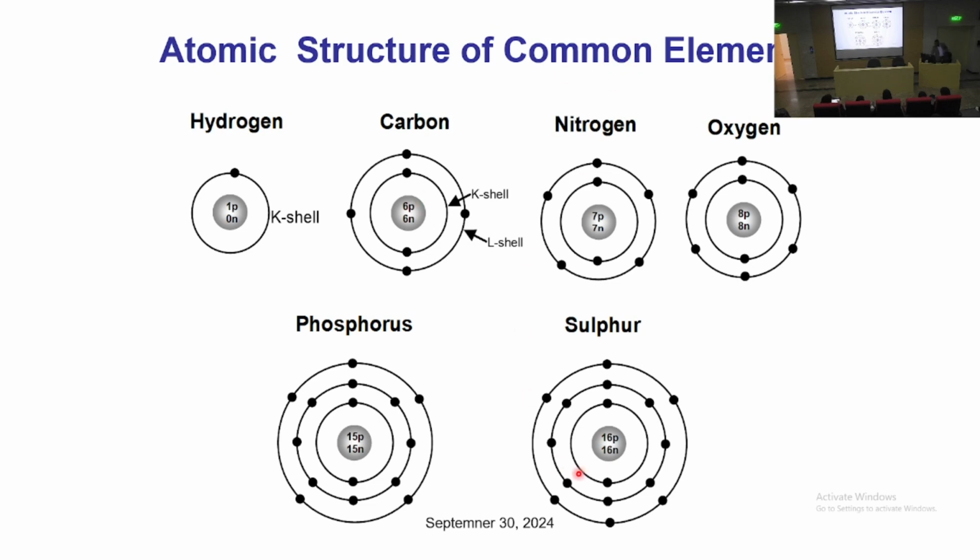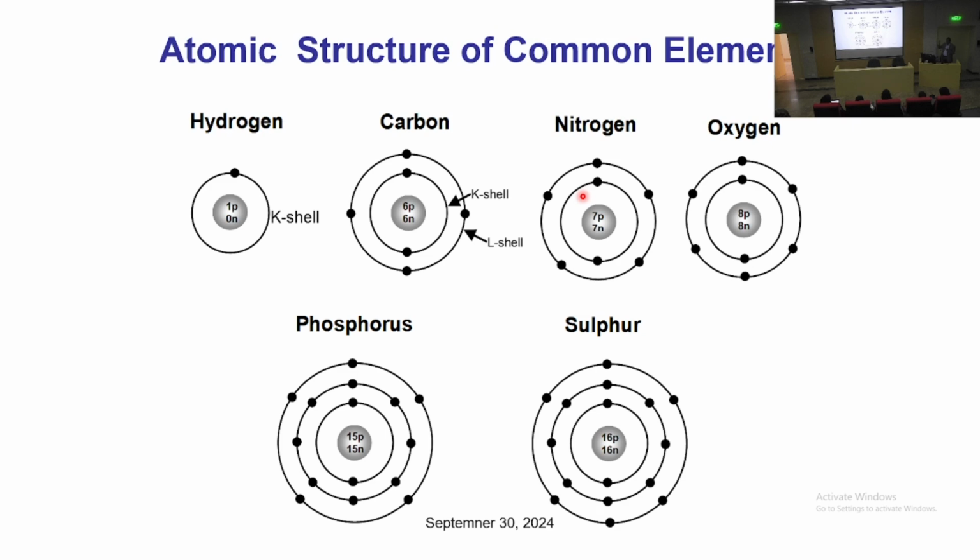For nitrogen, as we said, it is the same. We have 7 protons, 7 neutrons, and 7 electrons: 2 in the first shell, 5 in the second shell. For oxygen, which has an atomic number of 8, we'll also have 8 protons, 8 neutrons, and 8 electrons, 2 inside in the first shell and 6 outside.